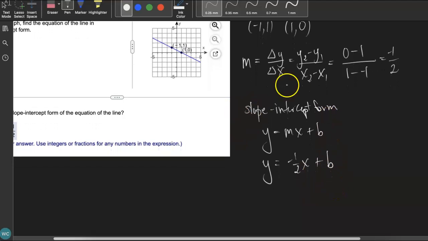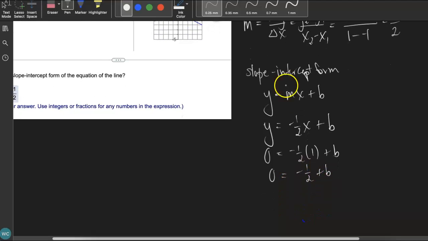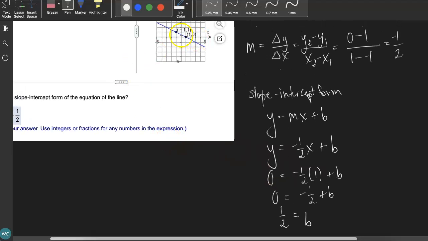And I'm going to use the second point. Its x value is 1, its y value is 0. So I'm going to plug those values in where they go. I get 0 is negative 1/2 plus b. Adding 1/2 to both sides, I get that b is positive 1/2. So it is what I thought it would be based off of that graph.